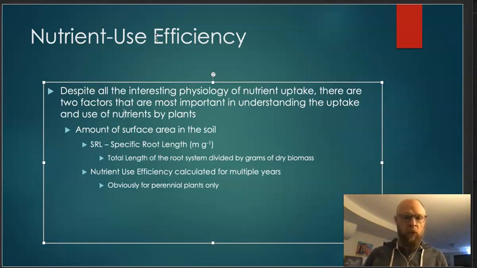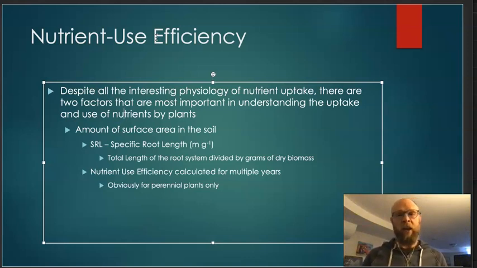There is a relatively simple way, well, it's not that simple, of characterizing the surface area of roots in the soil. And that's with a trait that we call specific root length. So specific root length is the total length of roots divided by the dry biomass. And what that tells us is how much root surface area a plant can construct below ground relative to how much it invests in those roots.